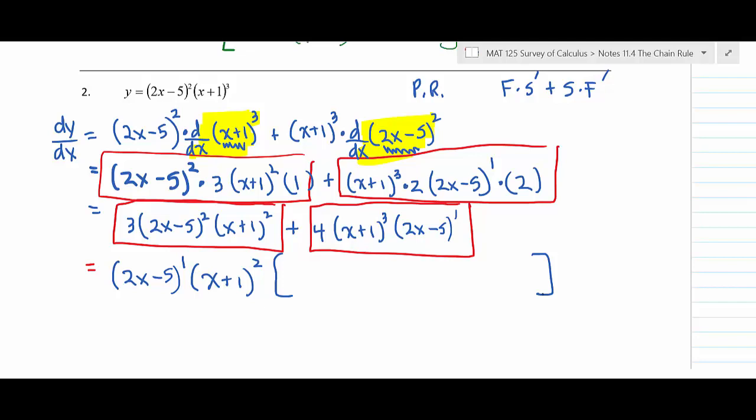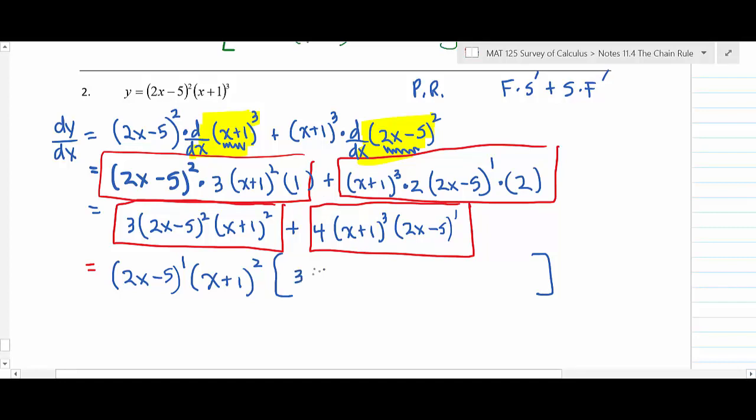Wait, so how come you took away the second power again? Okay, because you always work with the lowest exponent when you're dealing with common factors. See, x plus 1 to the second and to the third are the same factor, but you work with the lowest exponent. If you took the 3 out, you would end up with a negative exponent, and you don't want to do that.